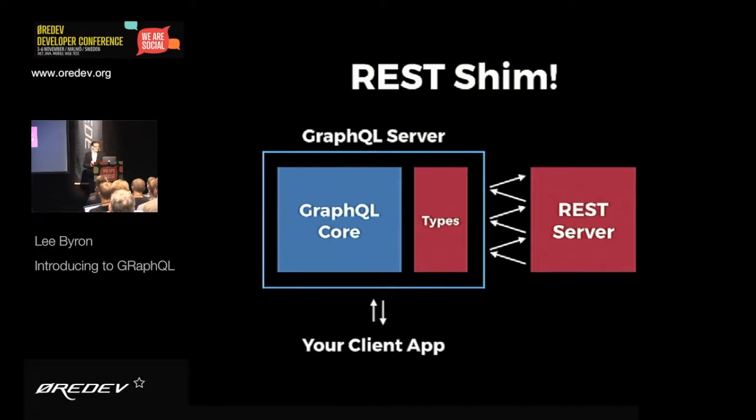You REST shim. Since GraphQL executes over arbitrary code, how about our arbitrary code is curl? And we'll start off just wrapping all of our existing REST endpoints. And of course, this is not the best final architecture. If you're building it from scratch, this is probably not what I would recommend building. But hey, this is a really great way to do this.